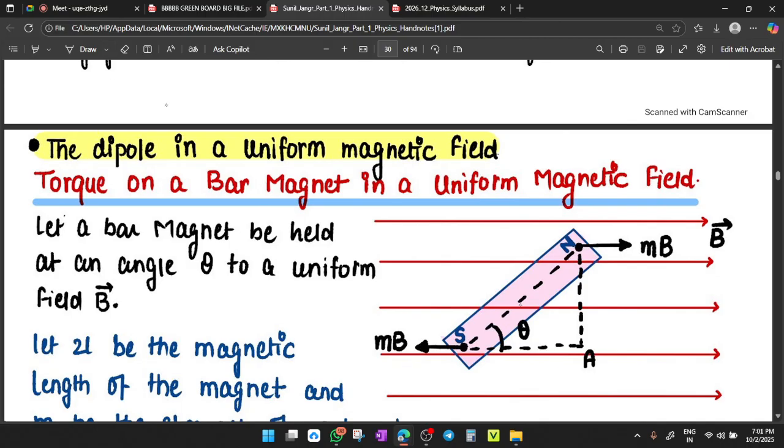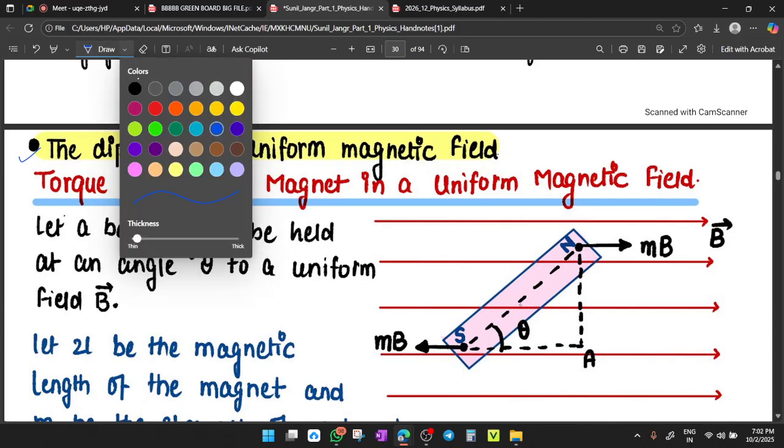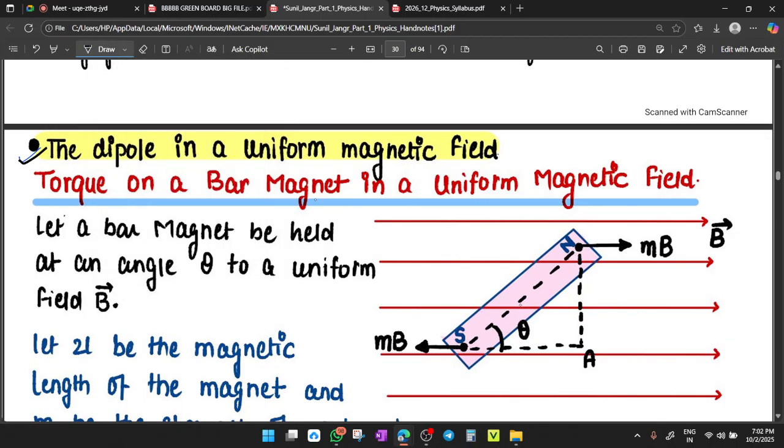So we continue the chapter Magnetism and Magnetic Material, and our topic today is the dipole in a uniform magnetic field. So we have a uniform magnetic field in which we place a magnetic dipole, or you can say a simple bar magnet that behaves like a magnetic dipole. The first derivation is the torque on a bar magnet in a uniform magnetic field.